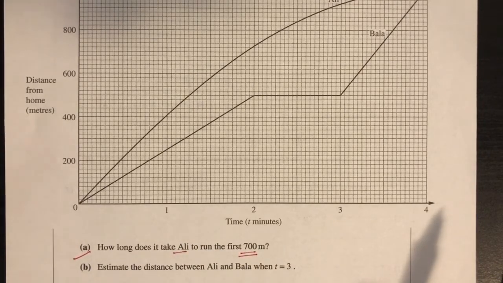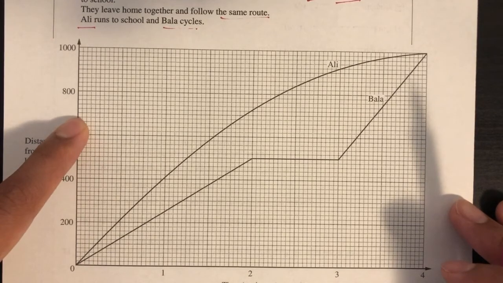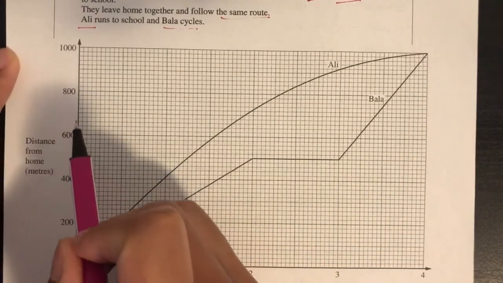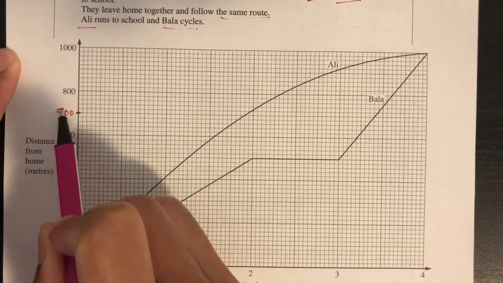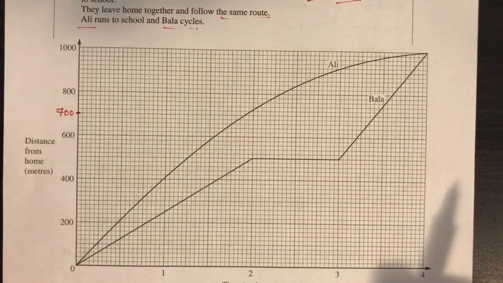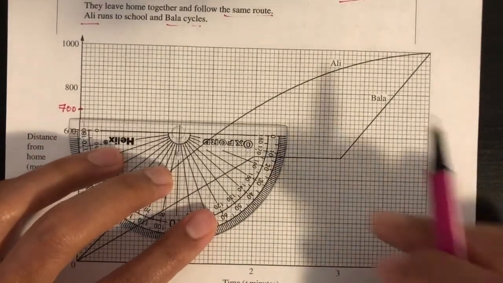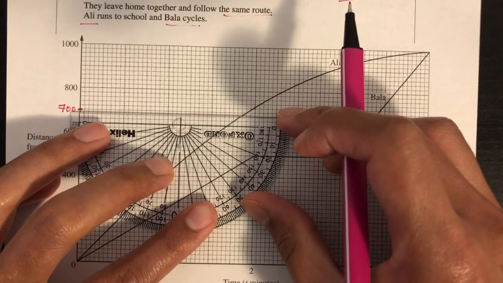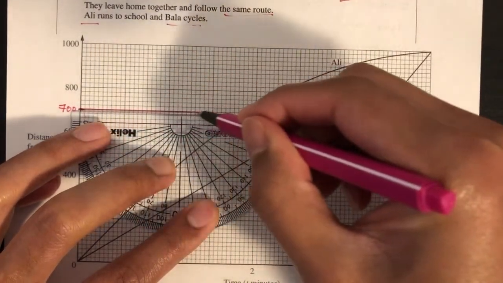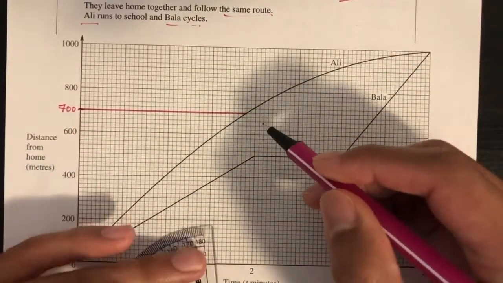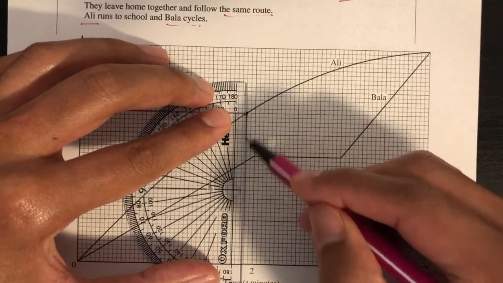So pretty easy. You have to go to your distance here and find the value for 700 meters. It is between 600 and 700. And we have to find the corresponding values. So you have to try your best. So for Ali, we have to cut the curve with Ali. So I have it right here. And then the corresponding value will be right here.